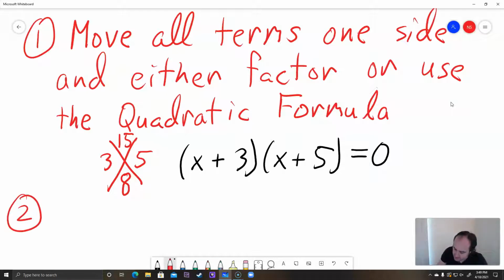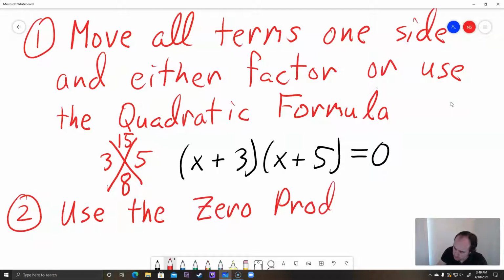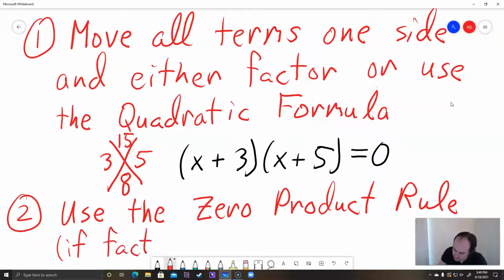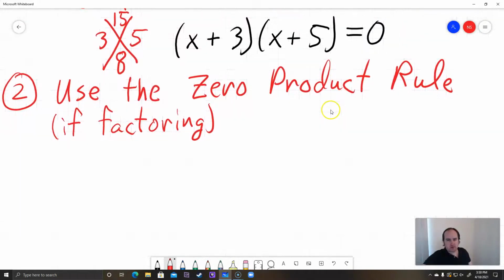Step 2 is use the zero product rule. You only do this step if you factored. If you're using the quadratic formula, you wouldn't do this step. So I'll put, if factoring. If you were factoring, then your second step is to use the zero product rule. All that says is if you have two things multiplied together and they're equal to 0, then either the first thing is 0 or the second thing is 0.